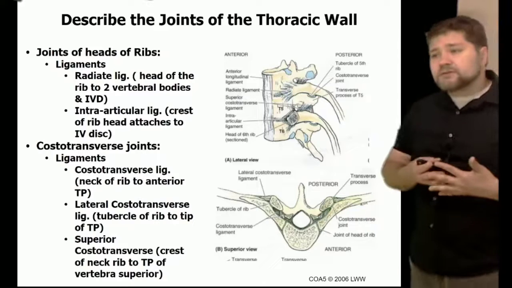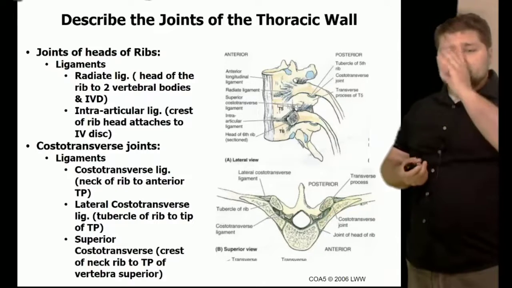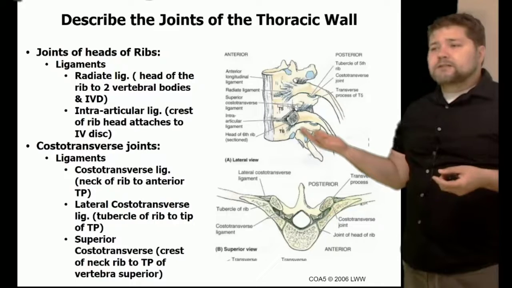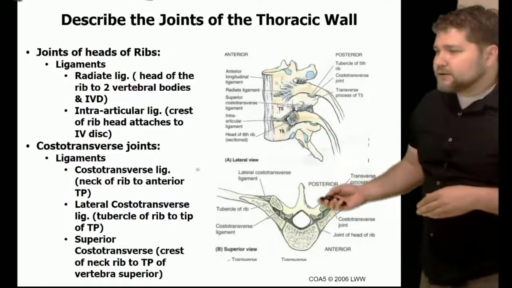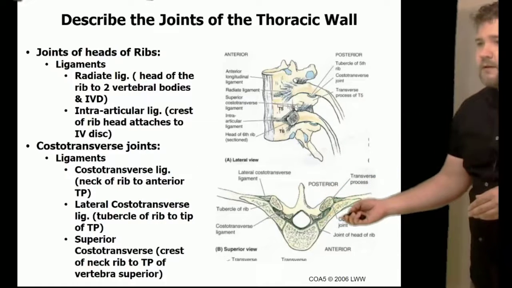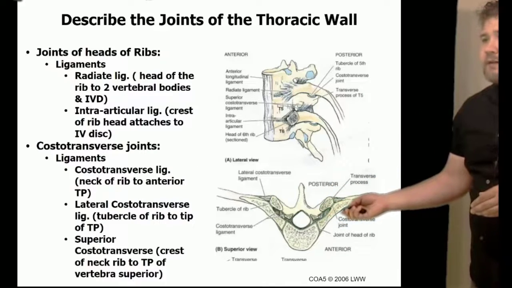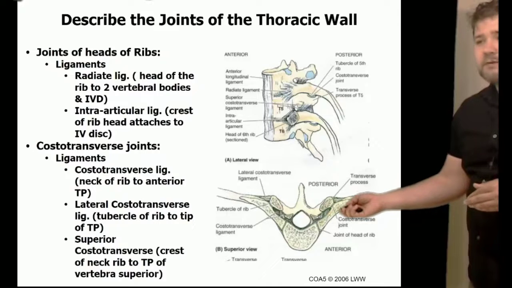The costal transverse joint has a couple of ligaments to be mindful of too. So you're going to have a costal transverse ligament, which is going to basically bind the neck of the rib.